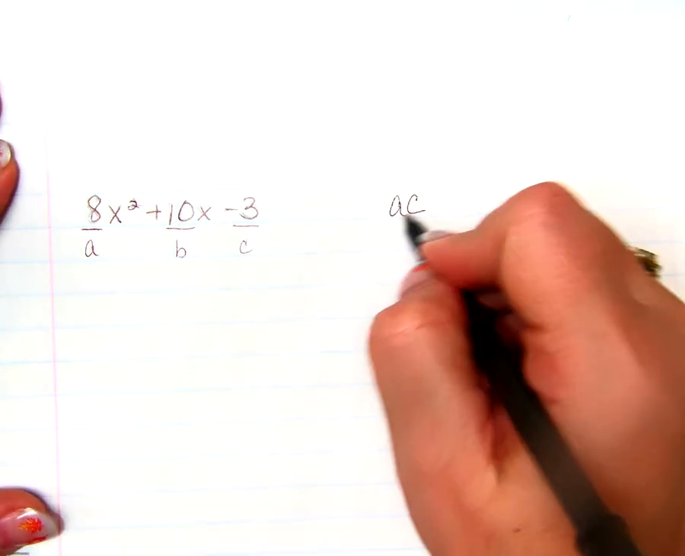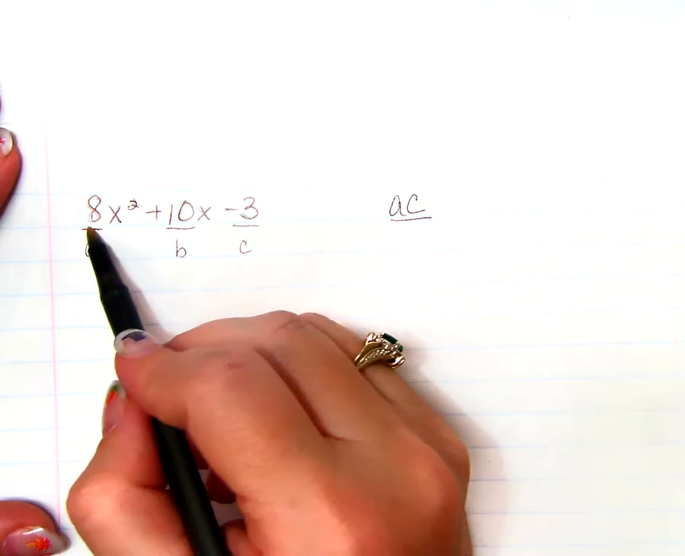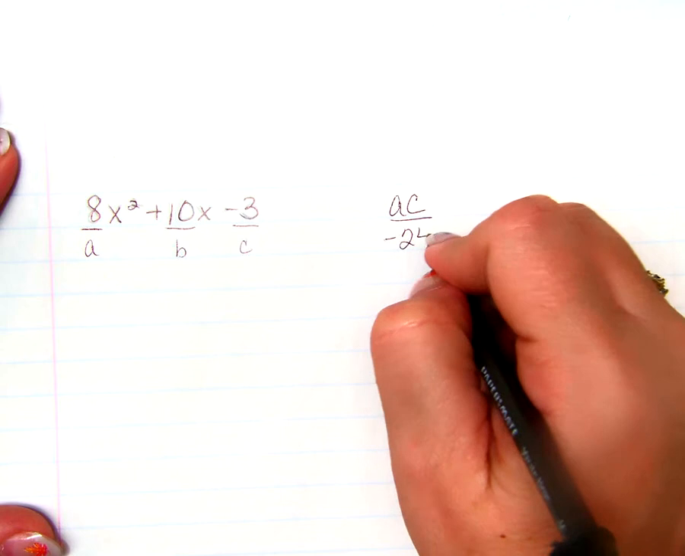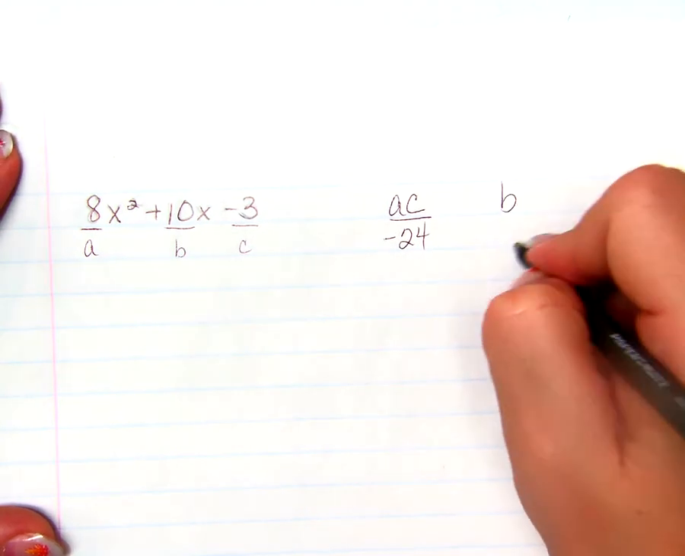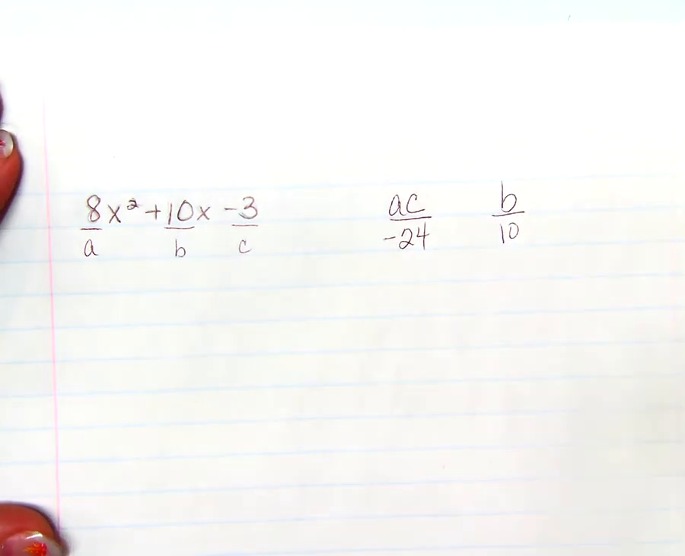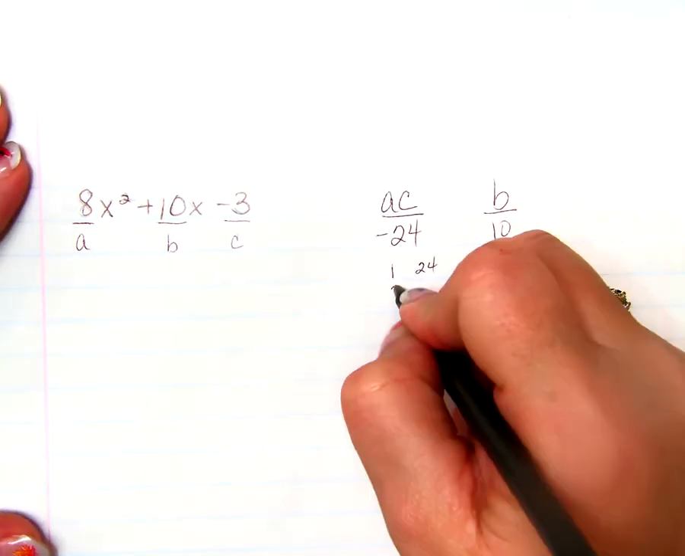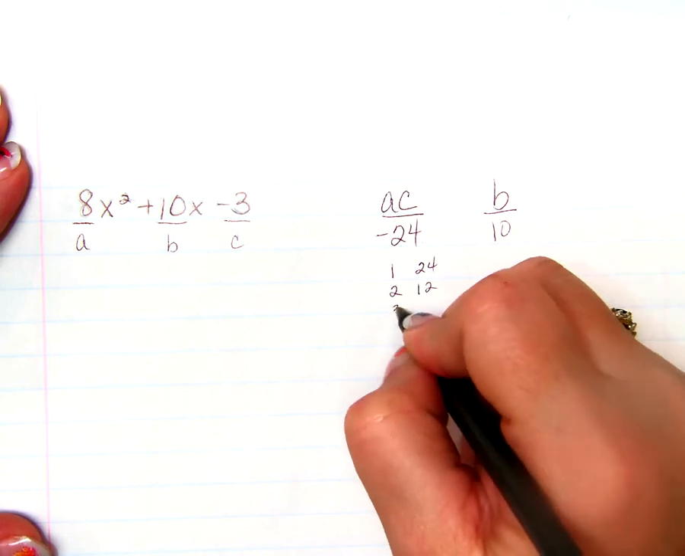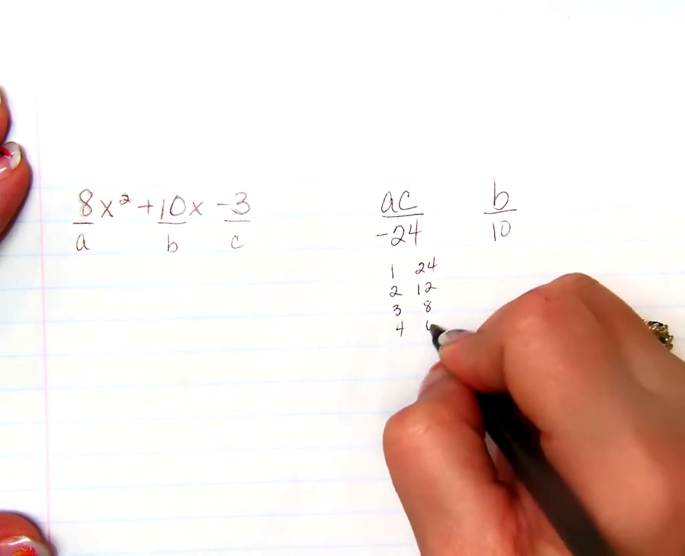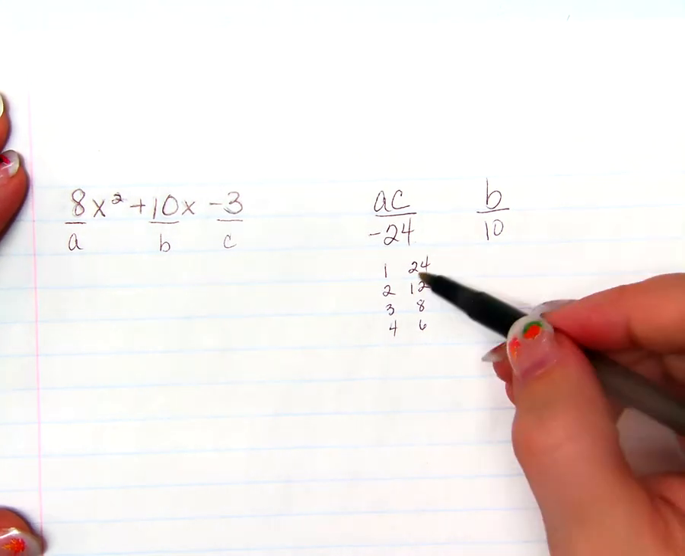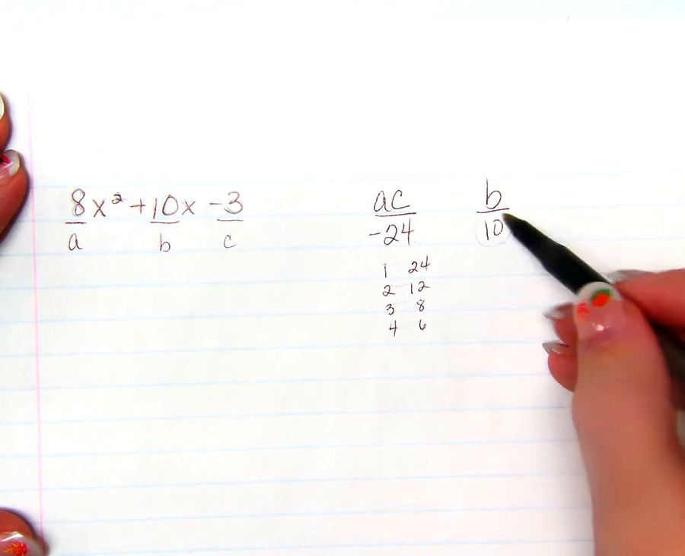AC is what we have to find first. AC, A, 8 times negative 3, C, is negative 24. And B is 10. So, what multiplies to be 24? 1 and 24, 2 and 12, 3 and 8, 4 and 6, and that's all. Okay? So which set of these numbers am I going to choose to make a positive 10?